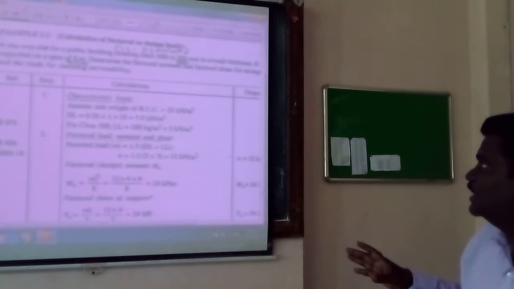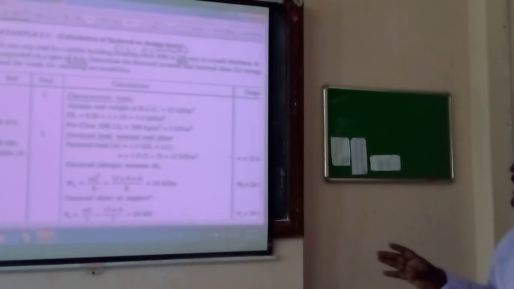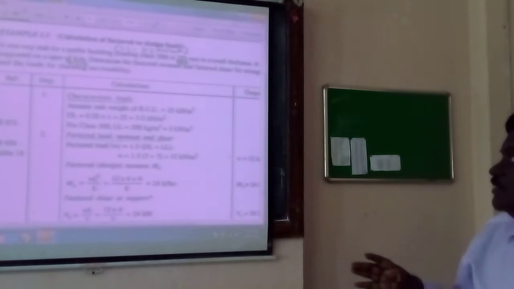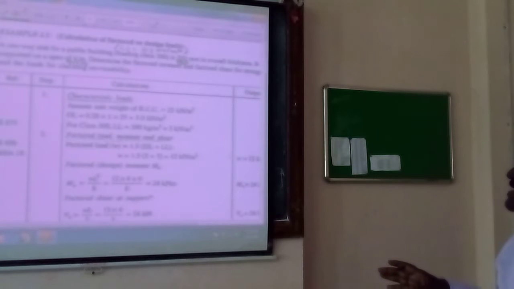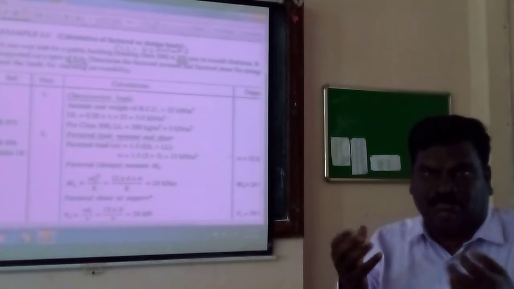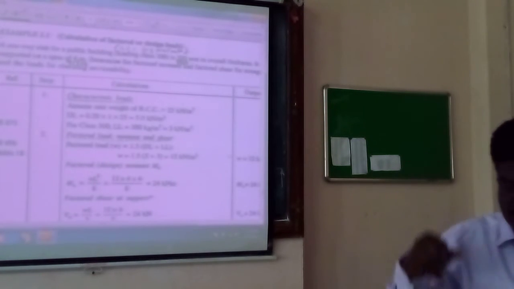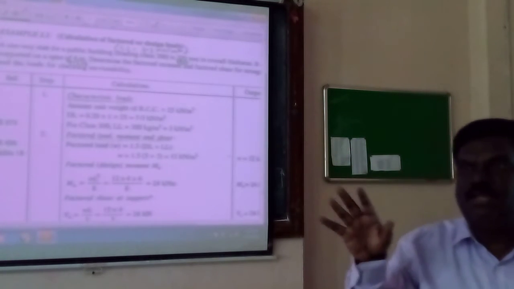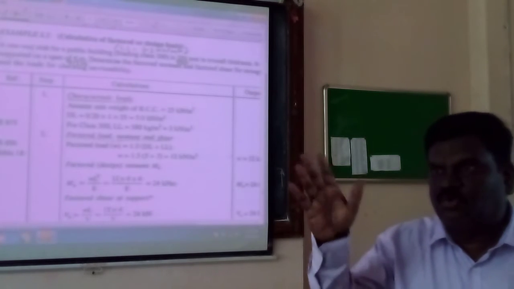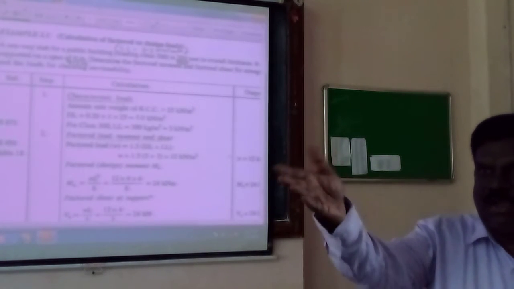Full stop. Determine the factored moment and the factored shear for strength, and the loads for checking serviceability. Listen, it means you have to calculate design moment and design shear force. It means you have to first calculate design load. Design load is nothing but factored load. All of you listen. I dictated it. You should have noted it. If not, you can copy down later from your friend.